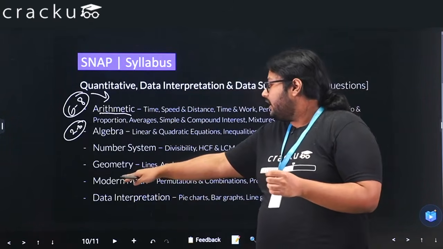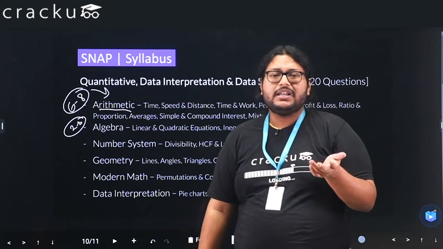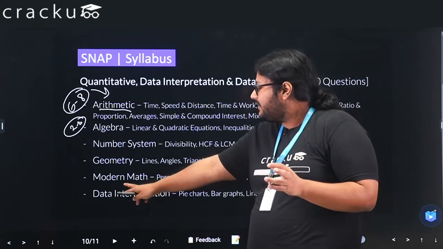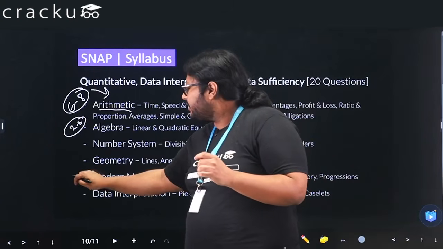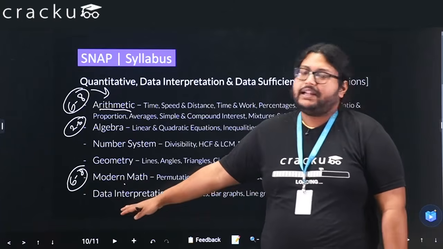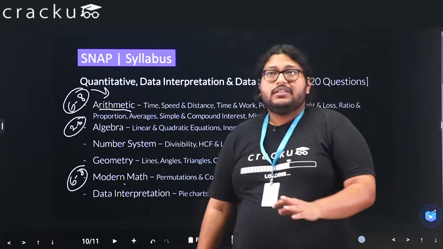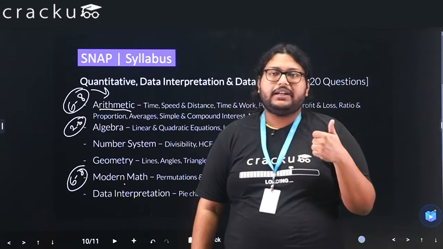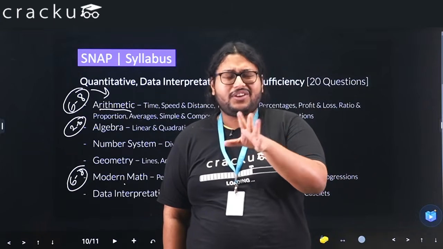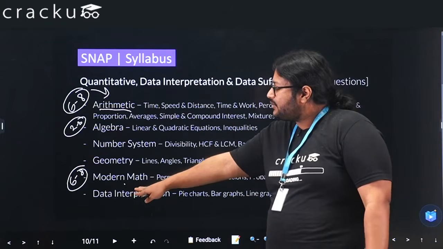Next, we have geometry: lines, angles, triangles, circles, and mensuration. Mensuration is like area and volume problems. Coordinate geometry is not there in SNAP, so that is a good thing. And then we get to modern math. Across sections we have had 6 to 8 questions, so this is also an important part. Modern math will have PNC, probability, set theory, progressions. There'll also be logarithms, for that matter. Logarithms is one of those topics where, for sure, every SNAP has 1 question. So modern math is also something we should be focusing on.